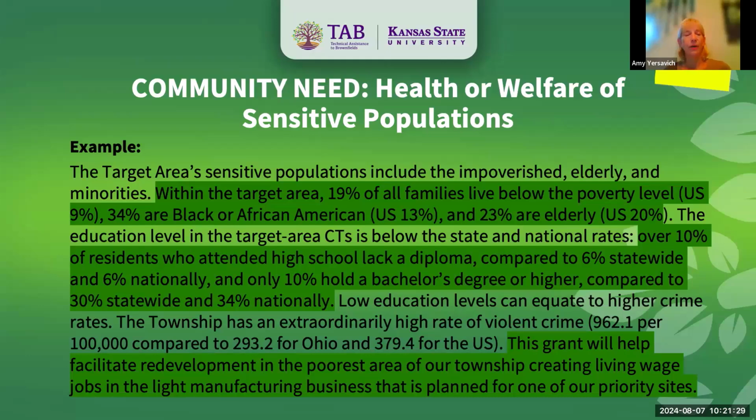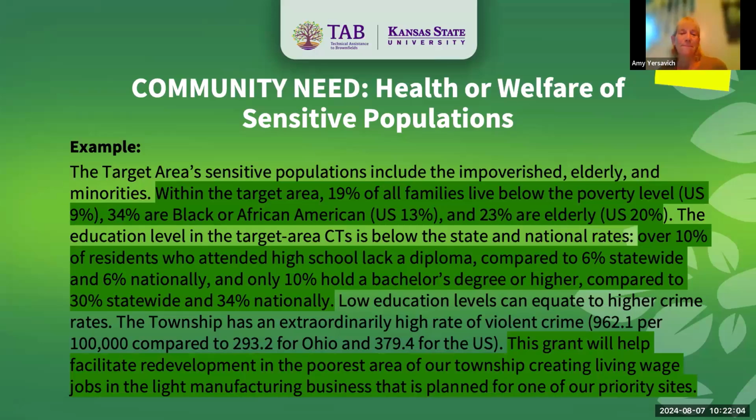And at the end, we talk about how this grant will facilitate redevelopment in the poorest area of the township and create living wage jobs in the light manufacturing business that is planned for the priority sites. Earlier in this grant, we talk about that light manufacturing business and how they want to bring it in and whether maybe they have an actual developer. That can be discussed in section 1 that Beth talked about. You don't want to say these things if you don't have them.